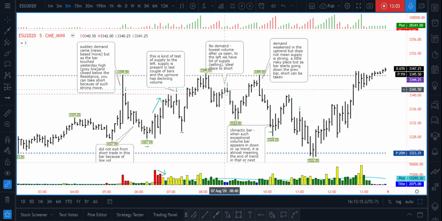And this is where, in one of these two bars, you can take a short, because it means there is no bias left now, and you are in the area of the previous selling zone, and then you can take a short. That is how you read the charts.